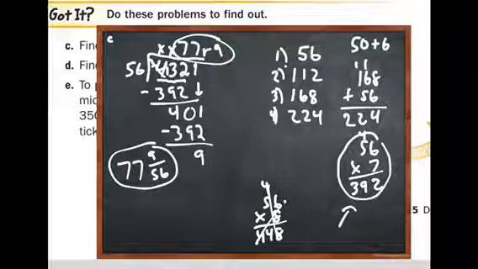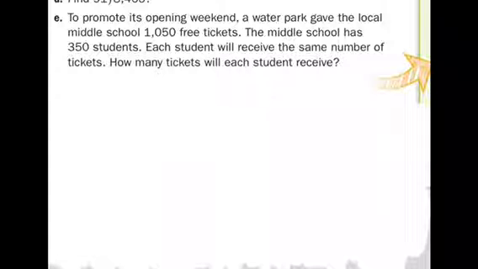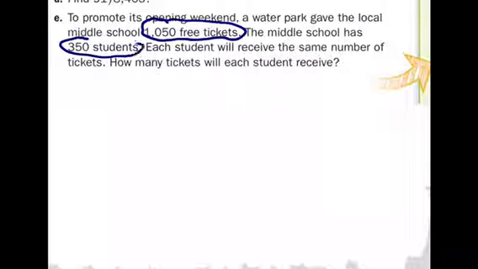All right, now you should also have done E, so I'm going to go down to problem E and get ready there. All right, so let's read problem E. Problem E says, to promote its opening weekend, a water park gave the local middle school 1,050 free tickets. The middle school has 350 tickets. Each student will receive the same number of tickets. That's key. How many tickets will each student receive?